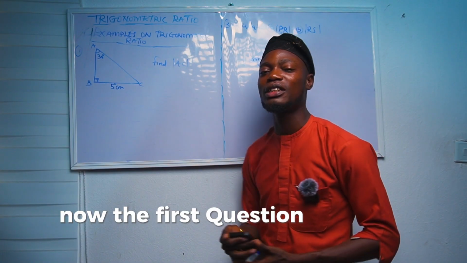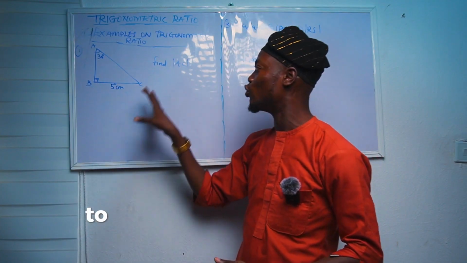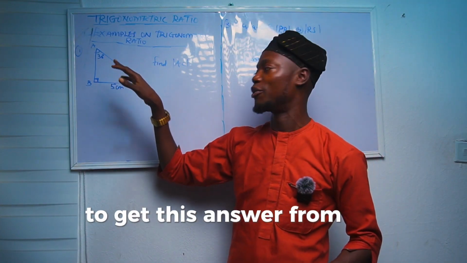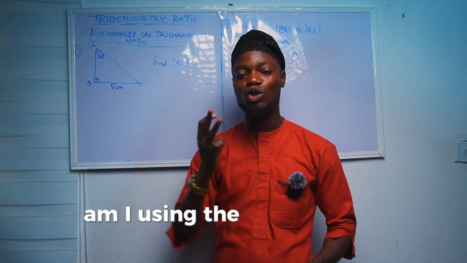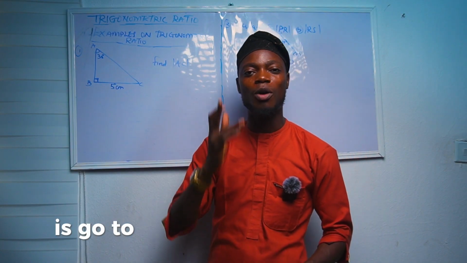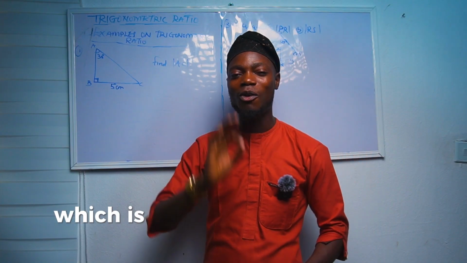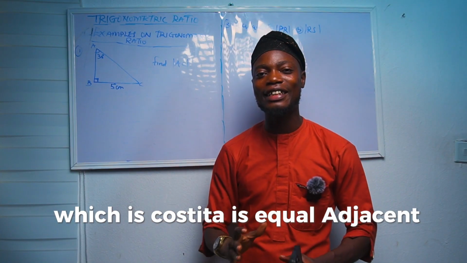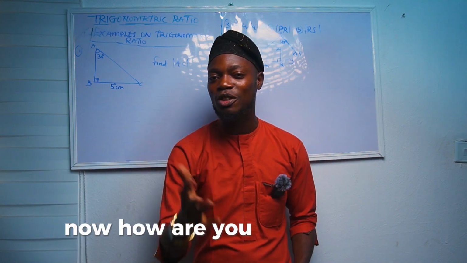Now, the first question you need to ask yourself is, which formula am I applying to get this answer from this question? Am I using the SOH, which is sine theta is equal to opposite over hypotenuse? Am I using the CAH, which is cos theta is equal to adjacent over hypotenuse? Am I using TOA? Now, how are you going to know?